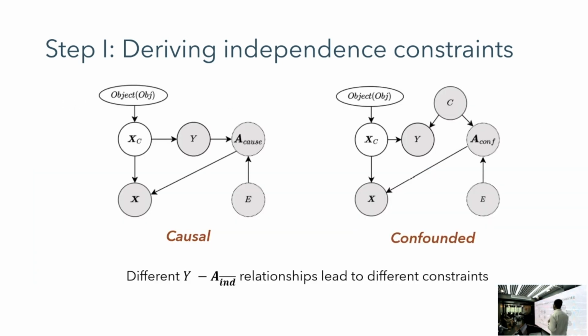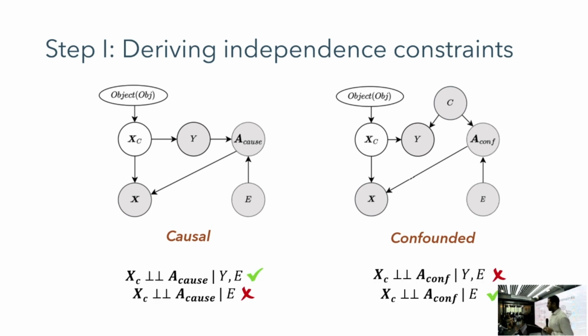So for example, if you had these two graphs, let's say I know that my data set, and this is a limitation, by the way, you need to know this, we'll come back to this, but for now, let's assume that you know that your test set would have this causal kind of variation. Then just looking at this graph and practicing d-separation again, you can find that Xc should be independent of A cos given Y and E.